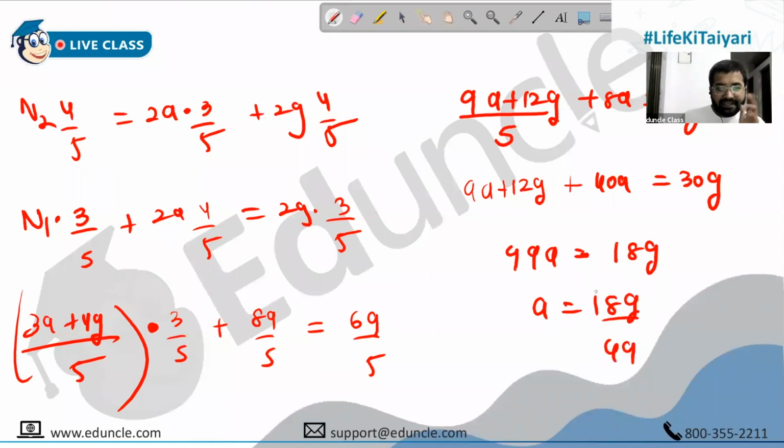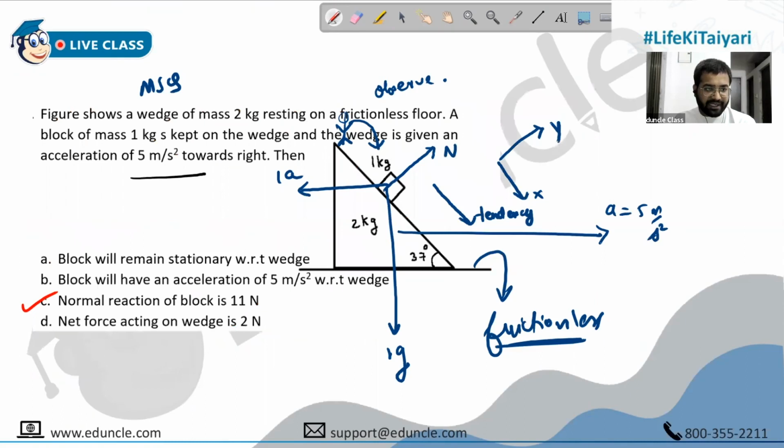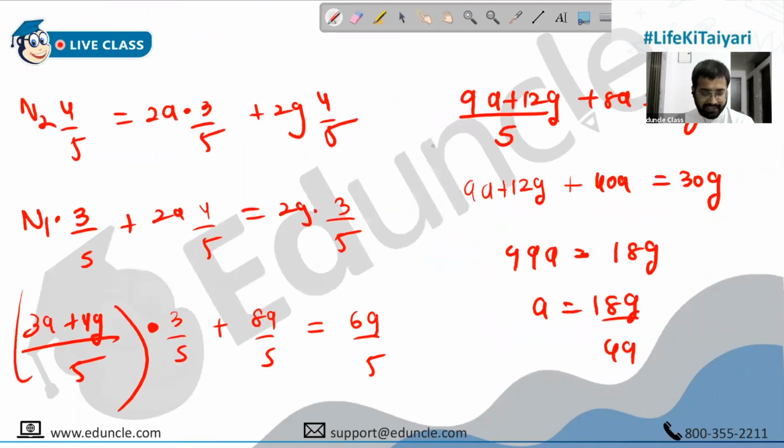So anyway, we got an acceleration. Calculation could be hilarious also. Acceleration so far is this. Option A and option B are not matching, which is good indirectly. Now let's find the normal reaction of the block. Are we getting 11 or not? Let's see. If not, then we can check the calculations later. Just find n1, people.